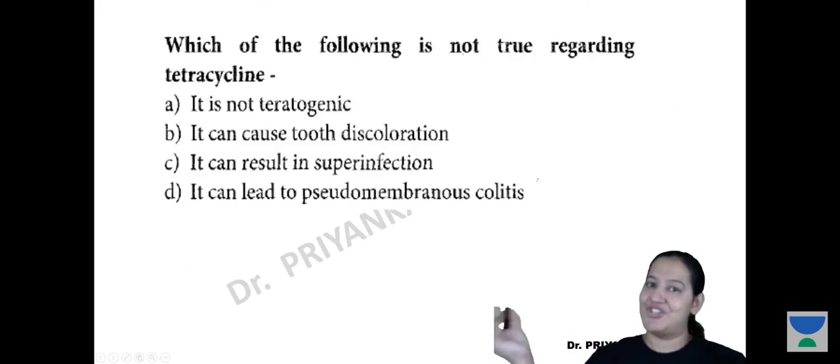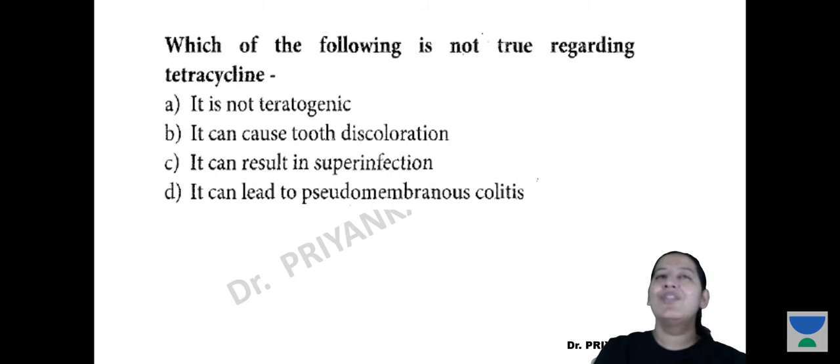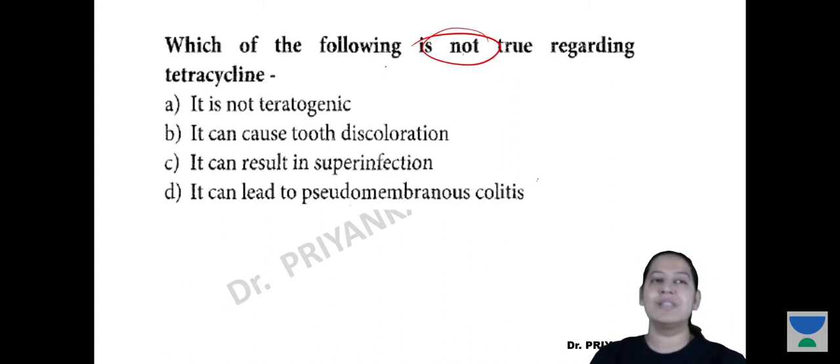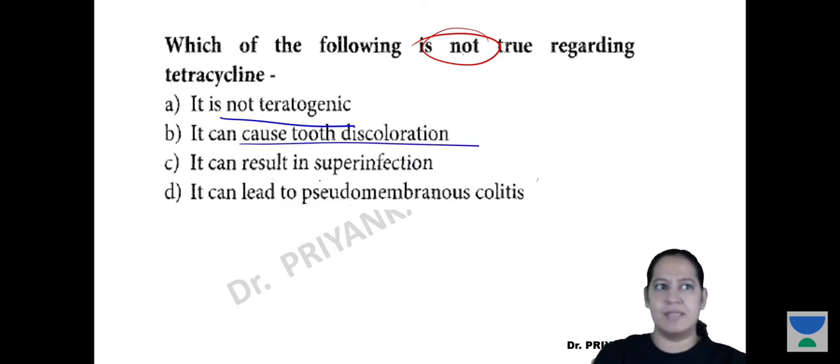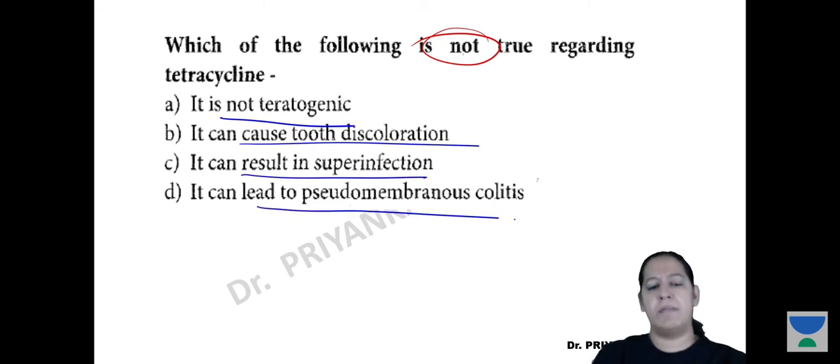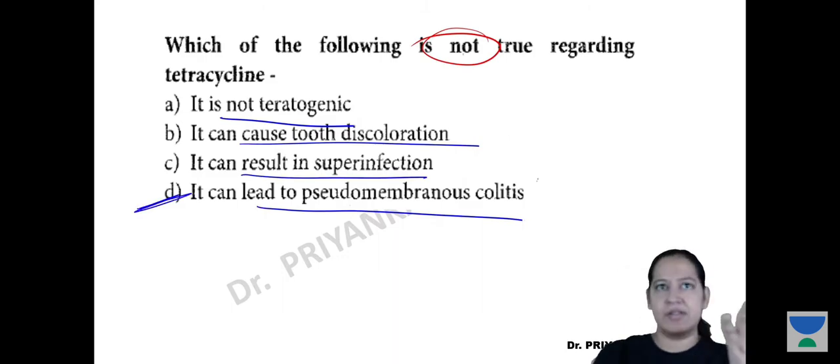This is the next question in front of you. Which of the following is not true regarding tetracycline? Read the options. It is not teratogenic, is that true? It causes teeth discoloration, I guess that is also true. It results in superinfection and it leads to pseudomembranous colitis. Pseudomembranous colitis can be caused by all antibiotics, so tetracycline is one of them.